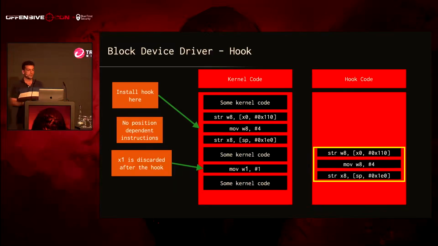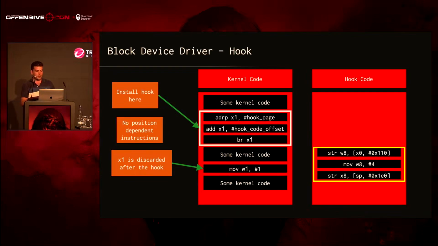So the first thing that we do is to copy the original instructions to a different memory location where we will execute them later. And then we overwrite the original instructions with new instructions, and these instructions are just responsible for loading x1 with the hook code address and then jump to x1. So this is how it works.